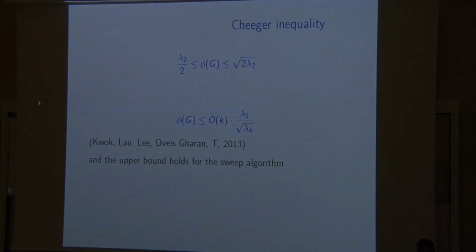But this is a worst case analysis. Here it's a specific parameter, the minimum over k of k over root lambda k, and in every graph in which this parameter is large, the Fiedler algorithm will work very well.